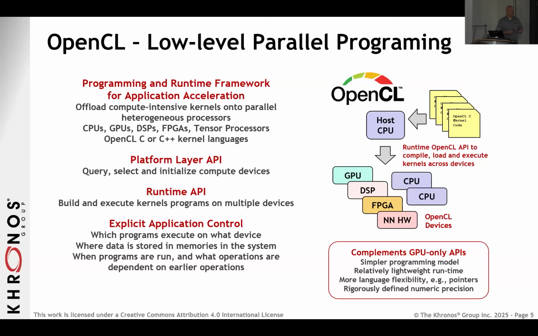Some of the things that OpenCL can do, it provides APIs to discover the compute devices that are on the system, to compile the programs for those devices, and then explicitly allocate memory and run the programs on those devices.